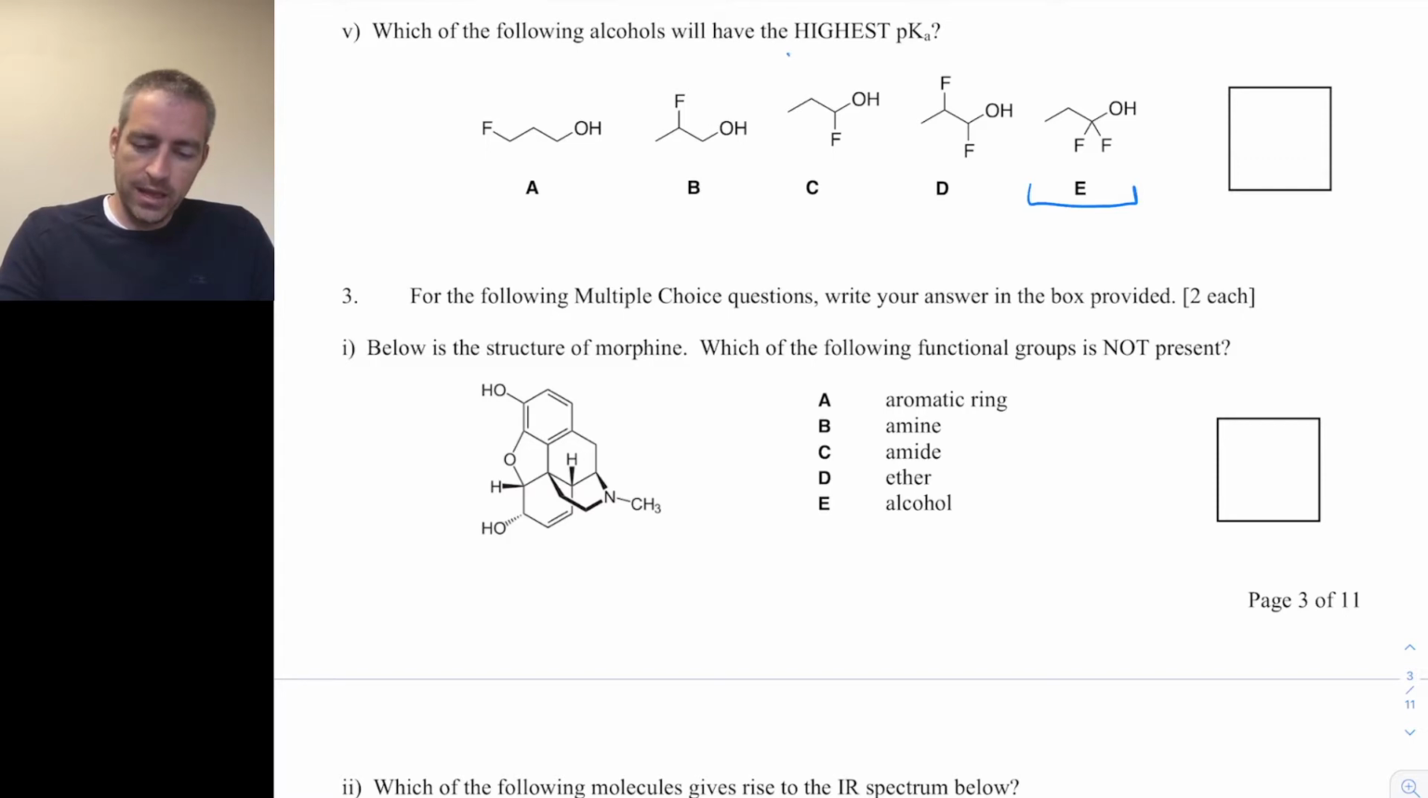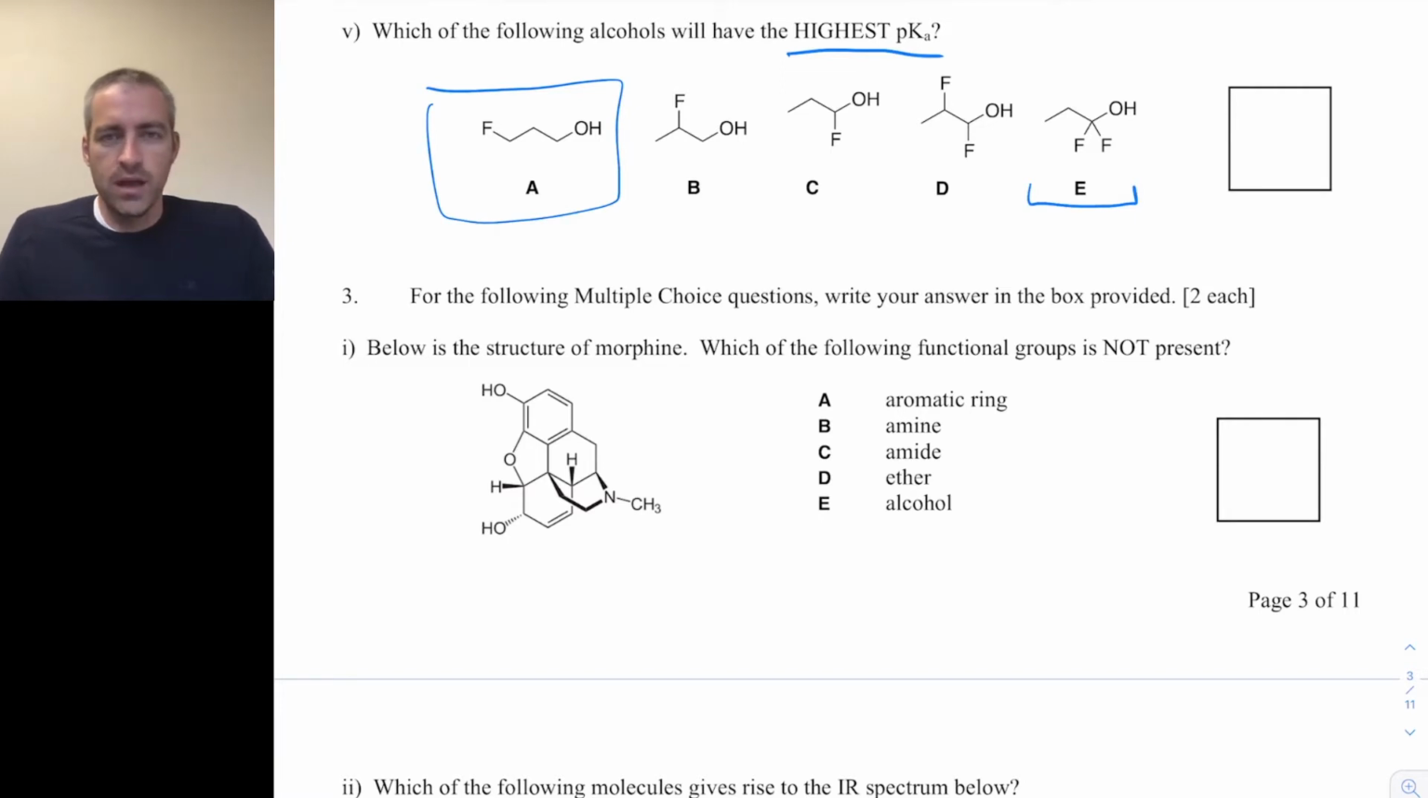We want the highest pKa, which is the weakest. So the weakest here is going to be A, because it only has 1 fluorine, and that fluorine is as far away from the OH as possible. And I guess to rank them, the weakest would be A, followed by B, followed by C, followed by D, followed by E. These are sort of written left to right in order of increasing acidity.